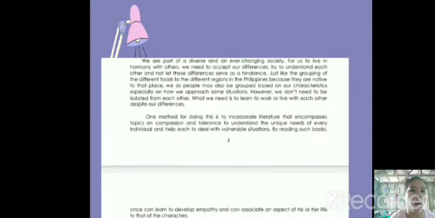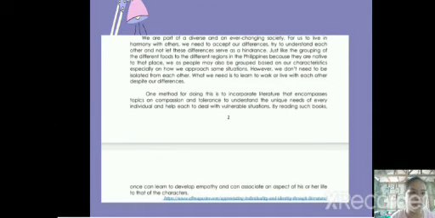We are part of a diverse and ever-changing society. For us to live in harmony with others, we need to accept our differences, try to understand each other, and not let these differences serve as a hindrance. Just like the grouping of the different foods for the different regions in the Philippines, because they are native to the place, we people may also be grouped based on our characteristics, especially on how we approach the same situation.